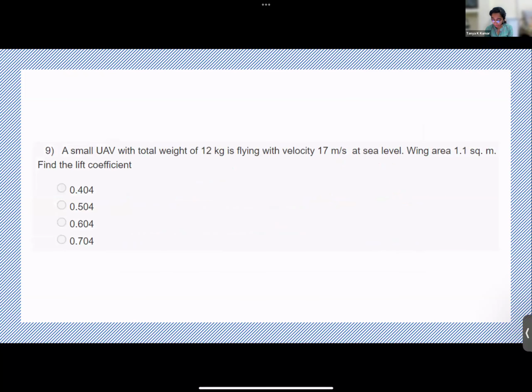Next, a small UAV with a total weight of 12 kg is flying with a velocity of 70 meters per second at sea level. Wing area is 1.1 square meter. Find the lift coefficient. Try doing this again. Very simple question. Try doing this.